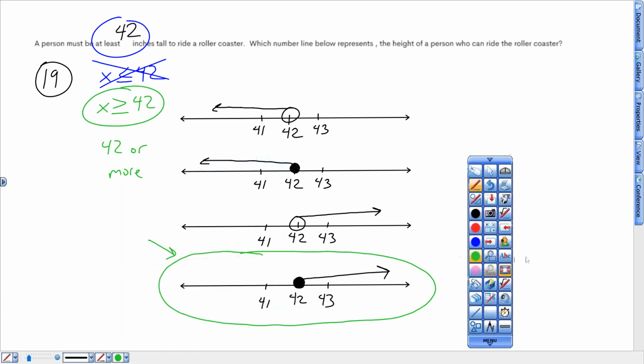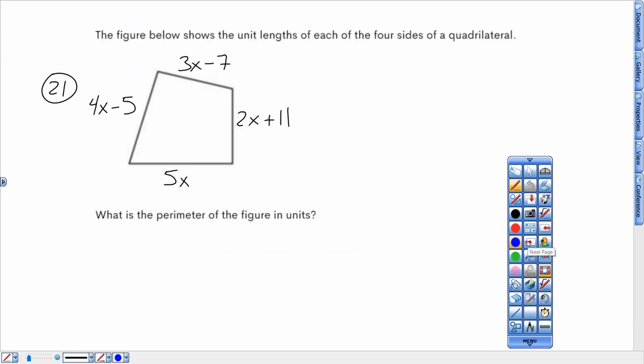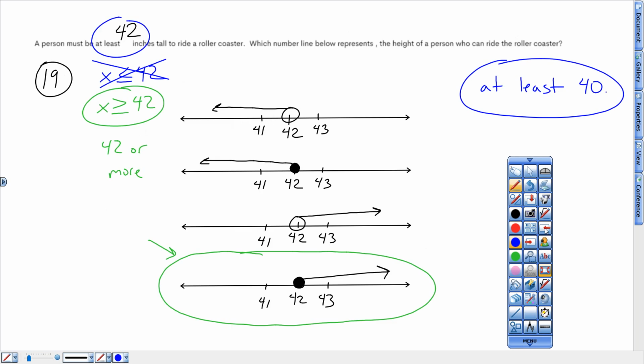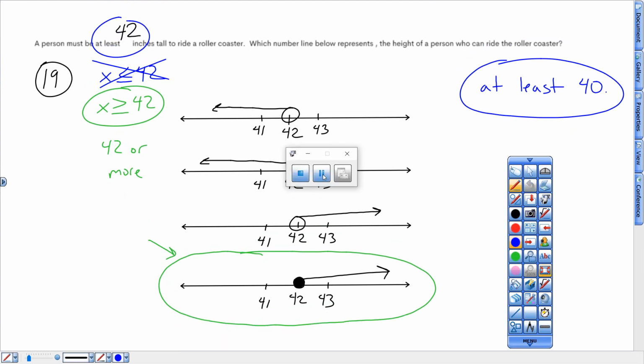All right, for your extra problem, I would like you to draw these couple examples. Show me what at least 40 would look like on a number line. Maybe draw a little sketch. What would at least 40 look like on a number line? All right, moving on. Number 21. That was 19. Where's number 20? All right, video continuing. Here we go.